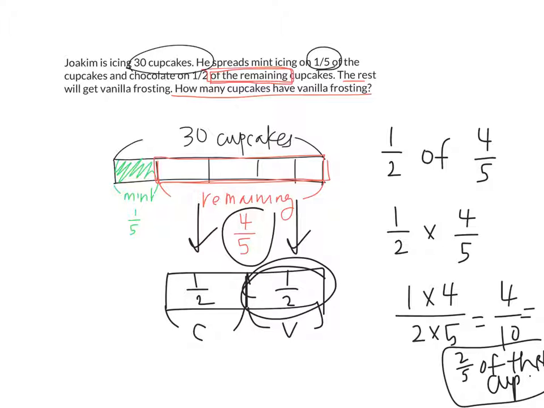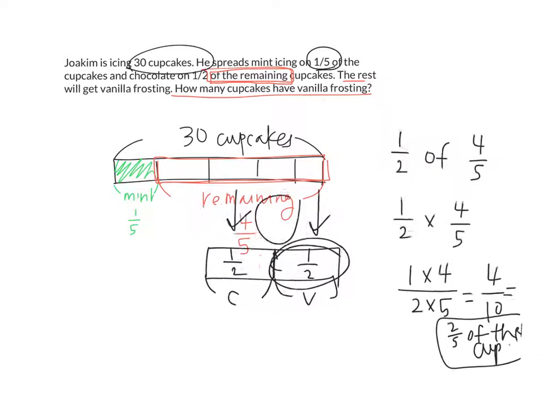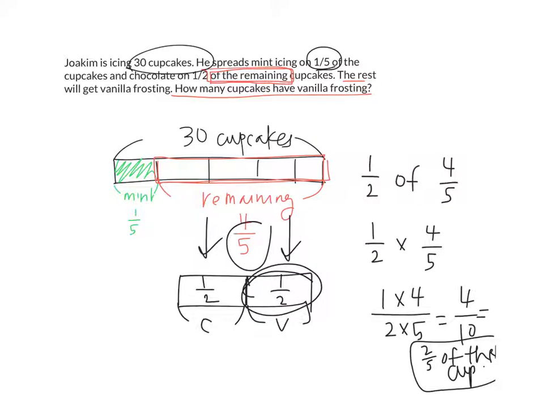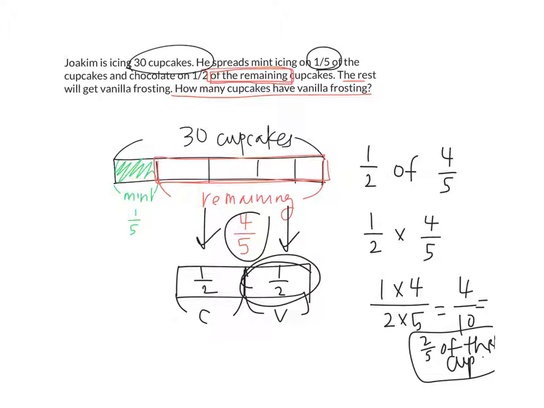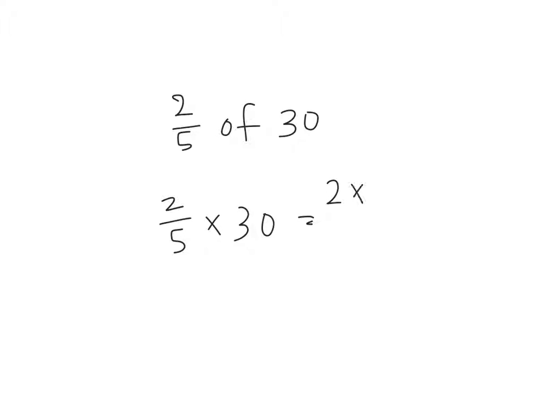Whoops, turns out that 2/5 of the cupcakes is not the correct answer because I just reread the problem, and this is a great learning lesson that we need to always make sure we read the problem carefully. I thought it said what fraction of all the cupcakes are vanilla, but it doesn't. It says how many. So if I know that 2/5 of all the cupcakes are vanilla, I need to find 2/5 of 30. So I just do 2/5 times 30, which is 2 times 30 over 5.